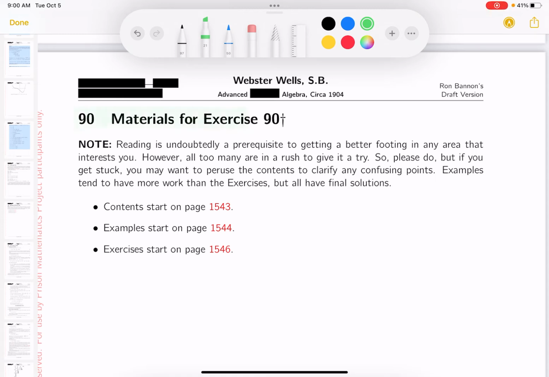Okay, we're in section 90. My name is Ron Bannon. This is the draft version of Webster Wells's Advanced Course in Algebra, which dates back to the early 1900s. I think the book was published in 1904.